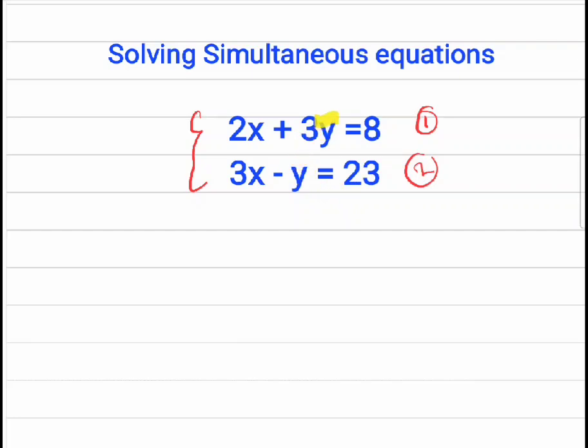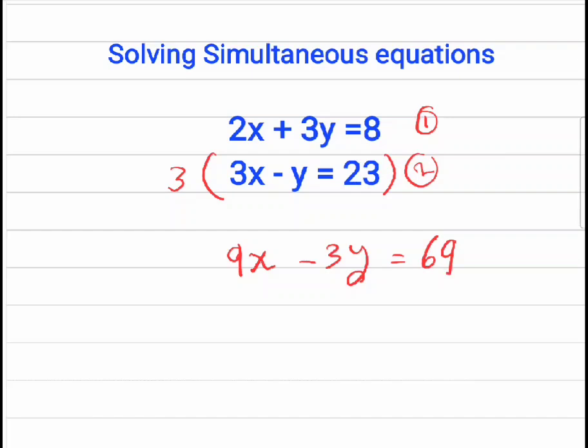Okay, so let's look at this example. We want to get two terms of a variable in both equations. So what we're going to do is take the second equation and we're going to multiply it by 3. So this is just to keep track of what we're doing. So we're taking the second equation, multiply both sides by 3. We get 3 times 3x is 9x. 3 times minus y is minus 3y. And 3 times 23 is 69.